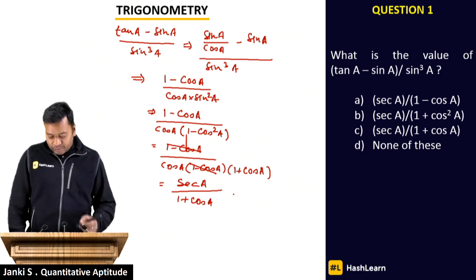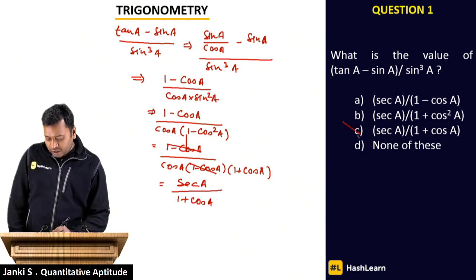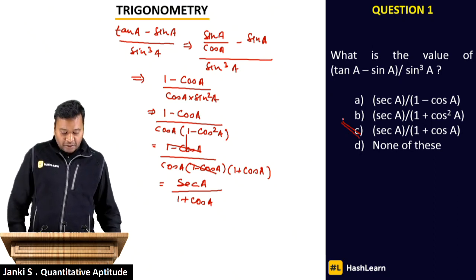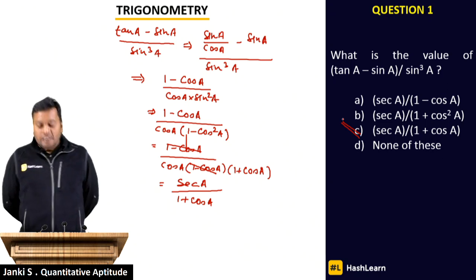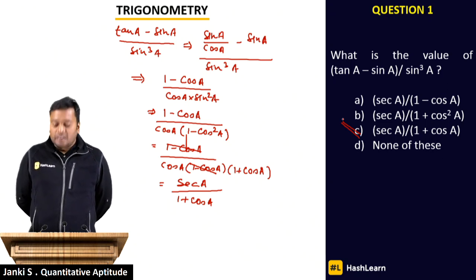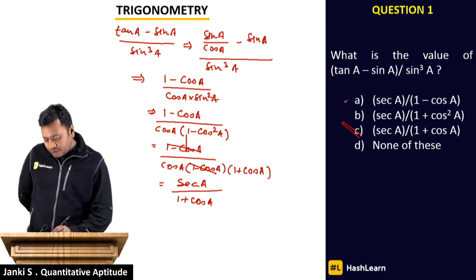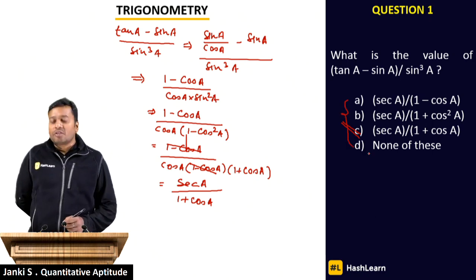So sec A divided by 1 plus cos A will be my value here. That's nothing but my option C, right? So that's my option C here. Now, one thing is, there are variables available here. A is a variable available, so A का value कुछ भी हो सकता है. That means for that value I should have one of these options which will satisfy the condition. If they are not satisfying, that means none of these will be the answer.